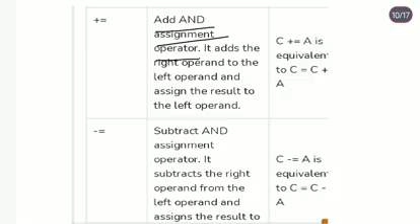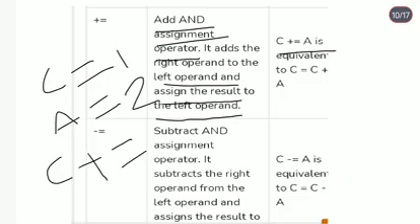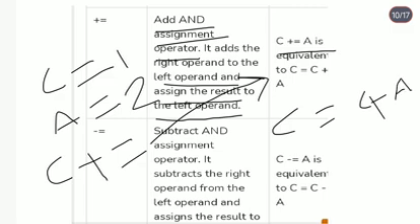It adds the right operand to the left operand and assigns the result to the left operand. Let's try to understand this one. C += a is equivalent to C = C + a. For example, I am taking C = 1 and a = 2. So what will be the value of C now? Simple, I have to do C = C + a. So now the value of C will be 1 + 2 = 3. Simple things we have to do here.